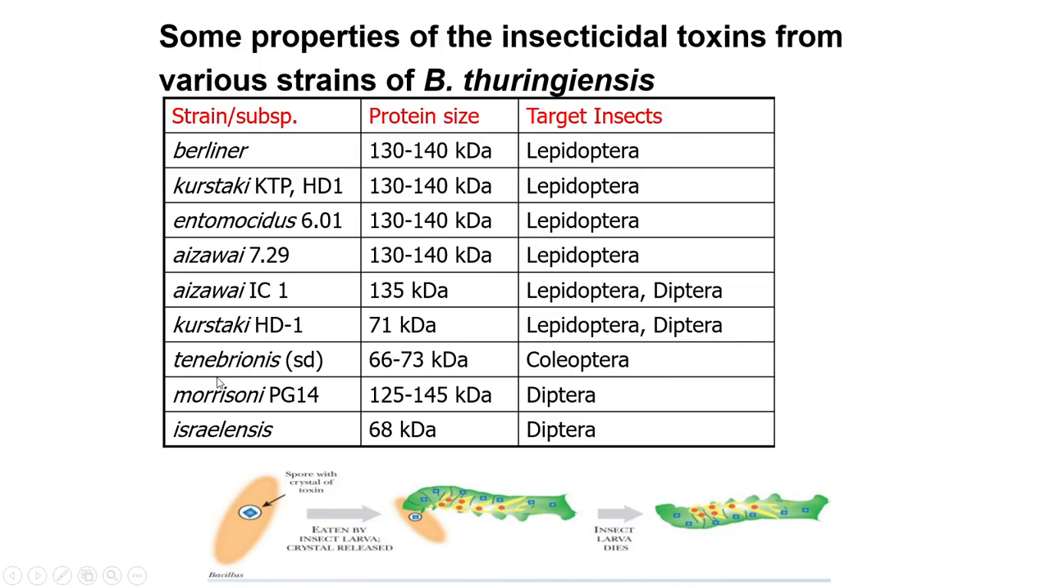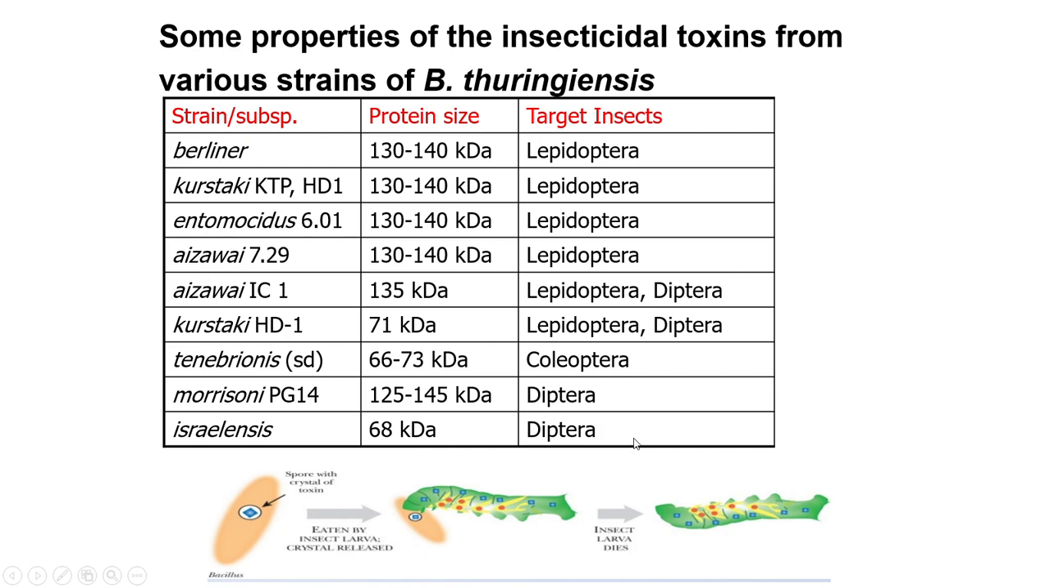Tenebrionis is another unique strain which produces a protein of around 66 to 73 kilodalton. It kills beetles, Coleopteran species. Then we have another important strain, Bacillus thuringiensis subspecies Israelensis. It was discovered in Israel, so that's why we call it Israelensis. It produces a crystal protein of 68 kilodalton, and it kills Dipterans, that is mosquitoes and so on.